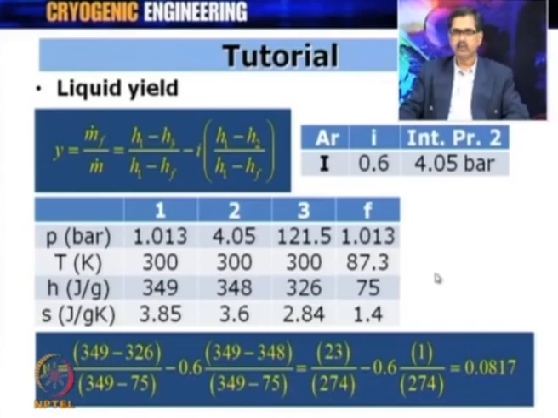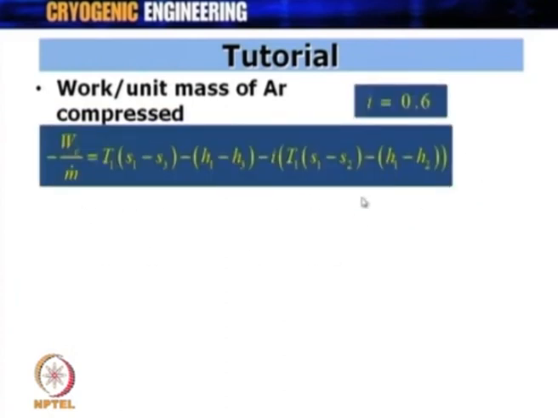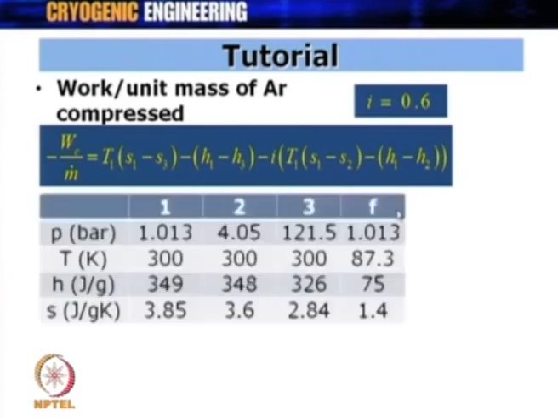As I said, I am going to do this calculation for only one I and one pressure, which are these two values over here. Now, let us complete all the calculations for this particular value. So, now let us calculate work per unit mass of argon compressed for I is equal to 0.6, and this is the expression. Again, we have T1 into (S1 minus S3) minus (H1 minus H3) minus I times [T1 into (S1 minus S2) minus (H1 minus H2)].